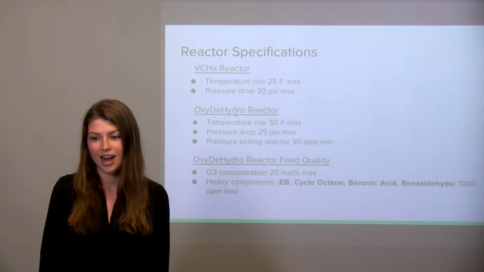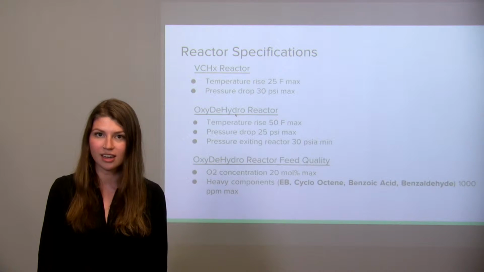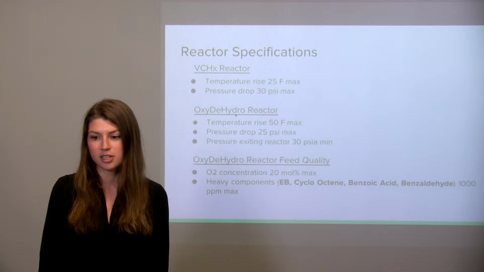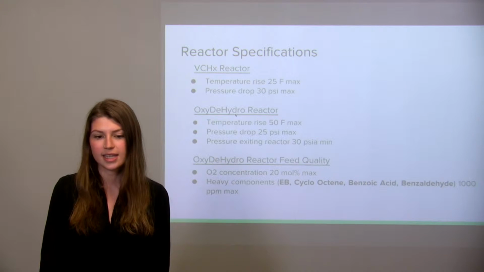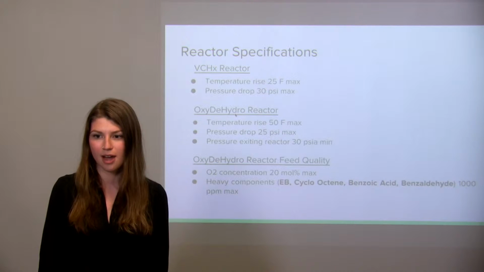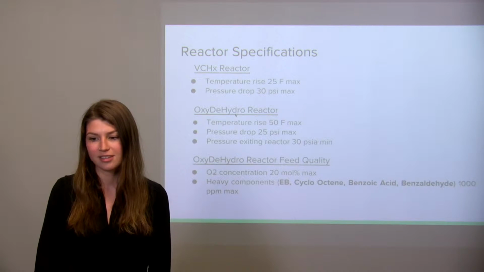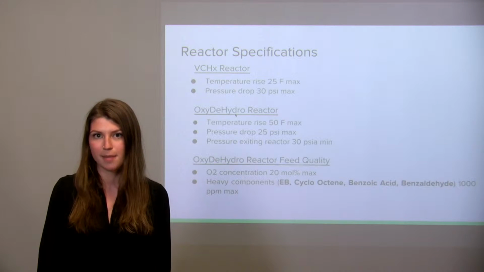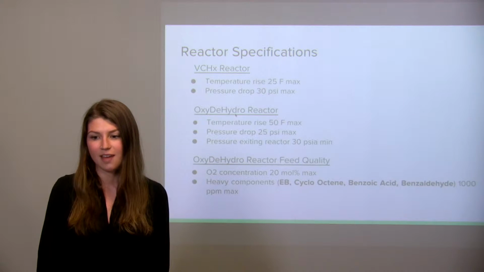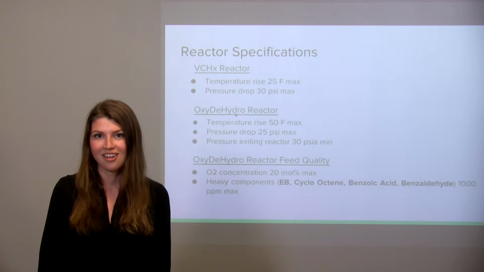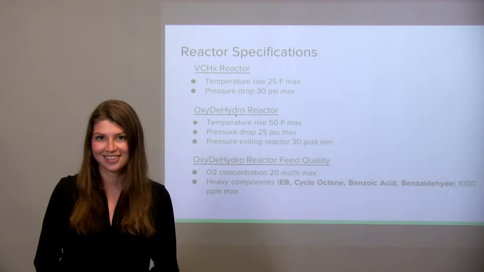The oxydehydro reactor also had some specifications on the feed. Oxygen had to be limited to 20 mole percent, because if the concentration of oxygen goes above this amount, we start having flammability issues. Also, the heavy components were limited to 1,000 parts per million maximum, because if the heavy components go over this concentration, then we'll start having side reactions and we won't actually be producing as much styrene.